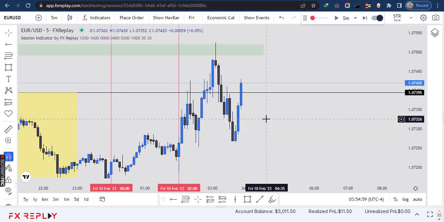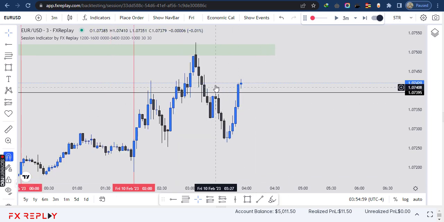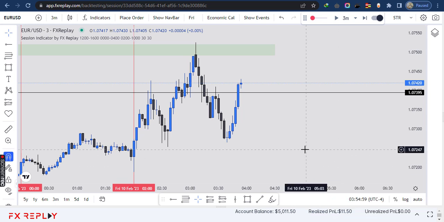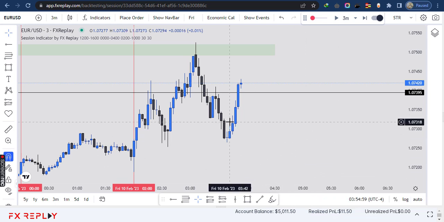On the 3 minute, you can see if we take this as a market structure shift and this as displacement, you could easily get stopped here. So as I told you before, we want an energetic displacement. Let's keep going.